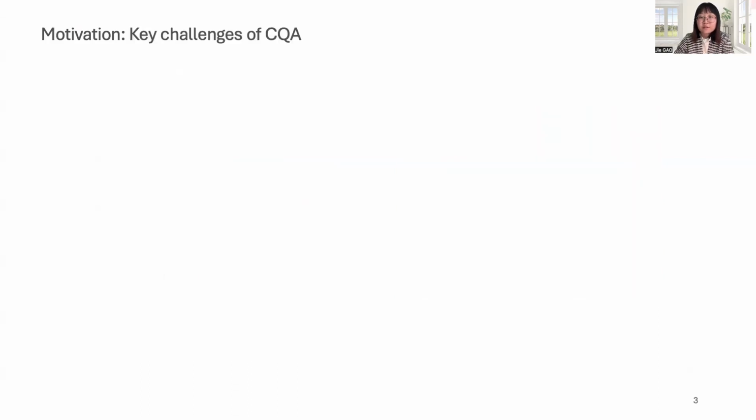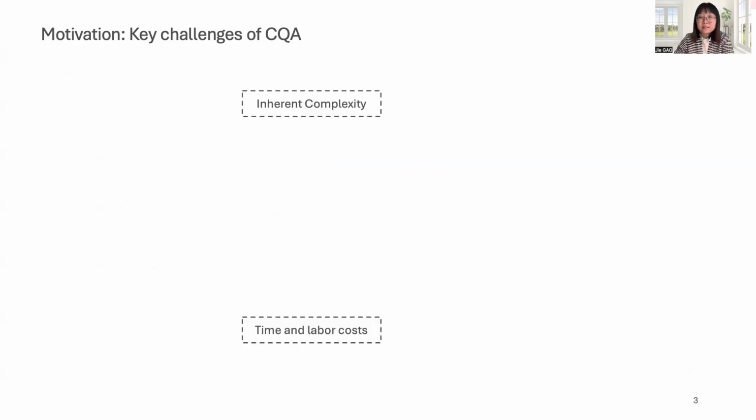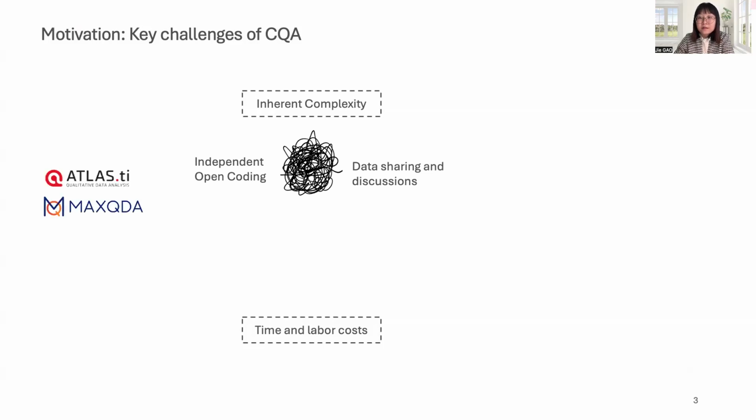However, adhering strictly to the coding workflow in collaborative qualitative analysis poses significant challenges due to its inherent complexity and the time and labor costs involved. Firstly, the CQA process itself is complex. For instance, while CQA requires coders to independently perform open coding, it also needs data sharing and discussion based on that data. This transition cannot be facilitated by current tools like Atlas TI and MaxQDA, forcing them to revert to manual coding using Excel or Google Sheets, which offer more customization to meet the rigor requirement. However, this manual approach is time-consuming and labor-intensive.